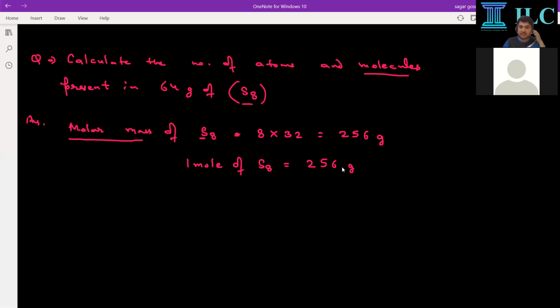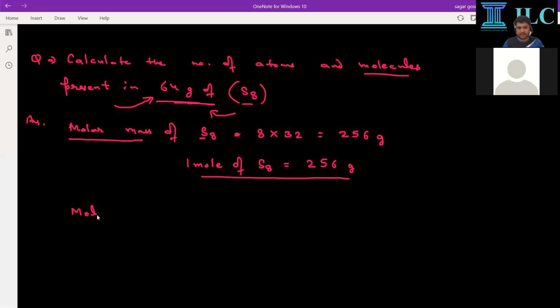Okay, and for how much are they asking in the question? Vishnu, are you there? 64 gram of S8 they are asking. So now you have to find the exact number of moles.